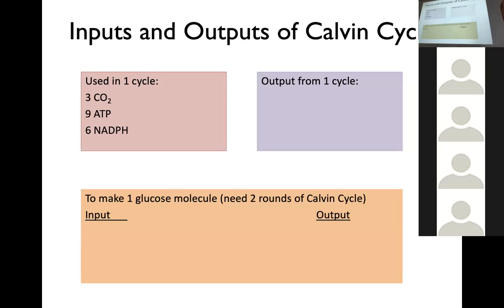So used in one cycle, we're using 3 CO2. That's what's coming in at the very top of that cycle. We need 9 ATP and 6 NADPH. So if you look at the cycle, you should be able to add all of those up based on the numbers on that previous slide.